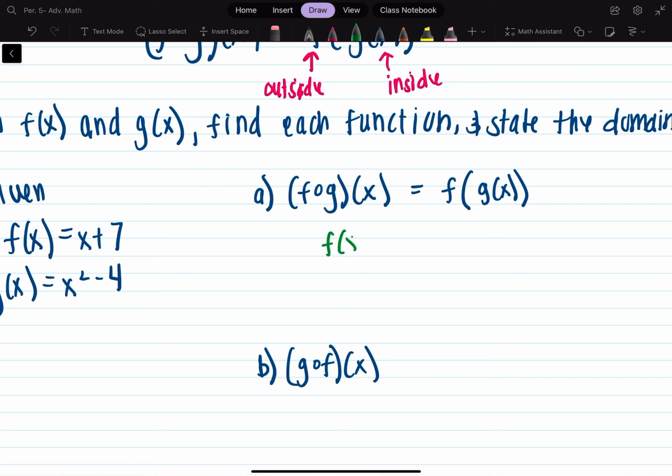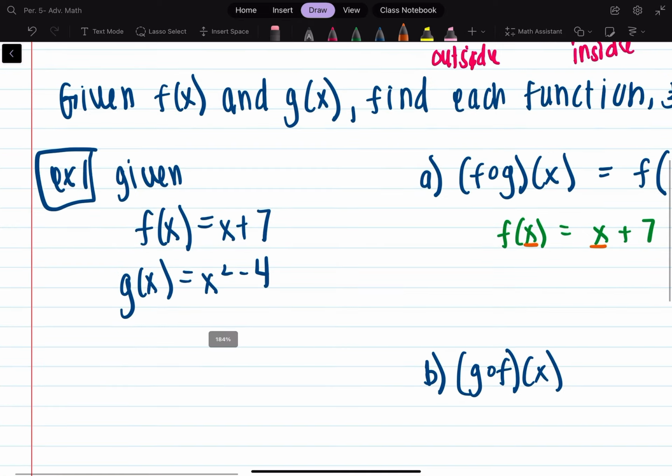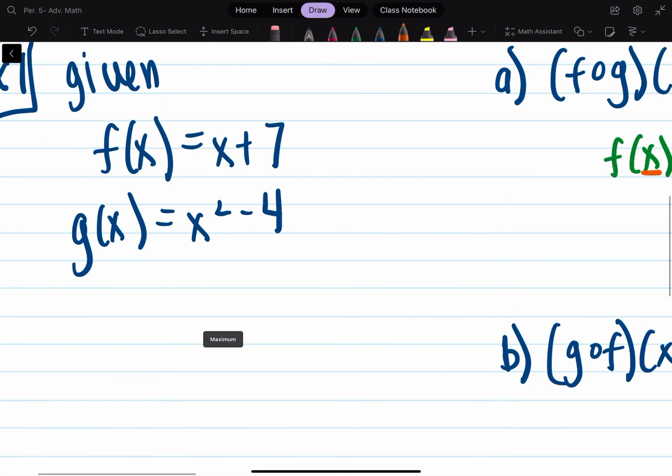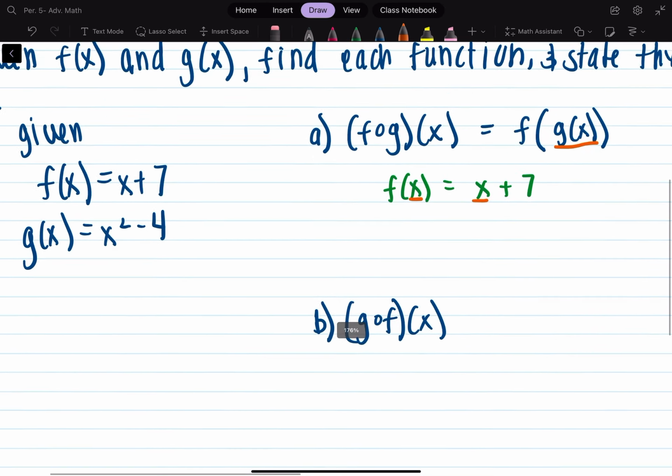So f of x is equal to x plus 7. Now, rather than writing the x here, I am going to substitute this x with the entire function of g of x. And what is g of x equal to? Well, g of x is equal to x squared minus 4.